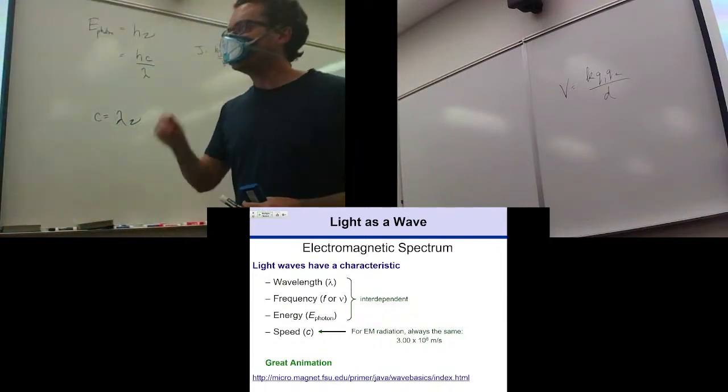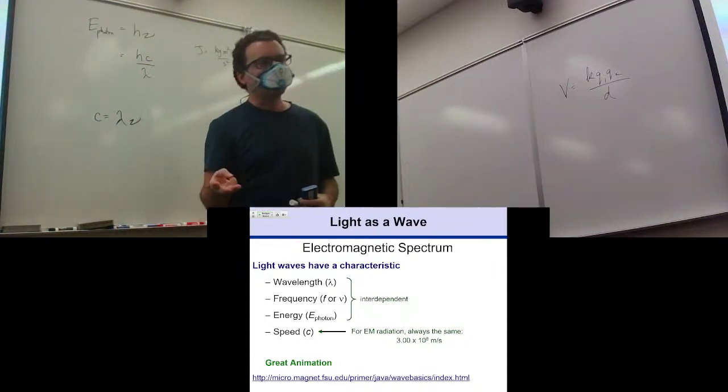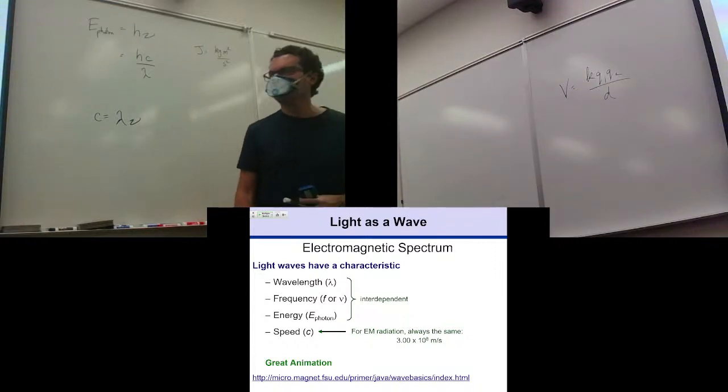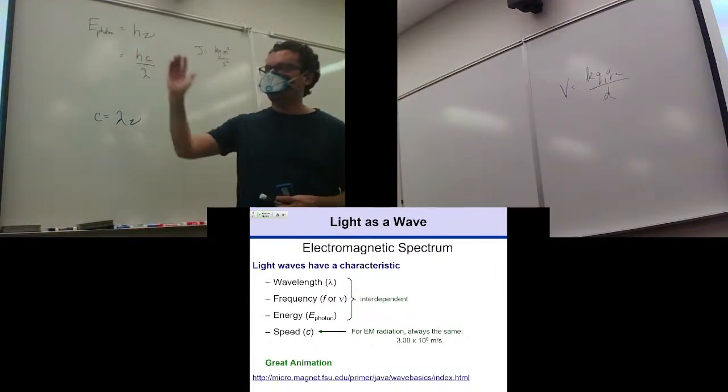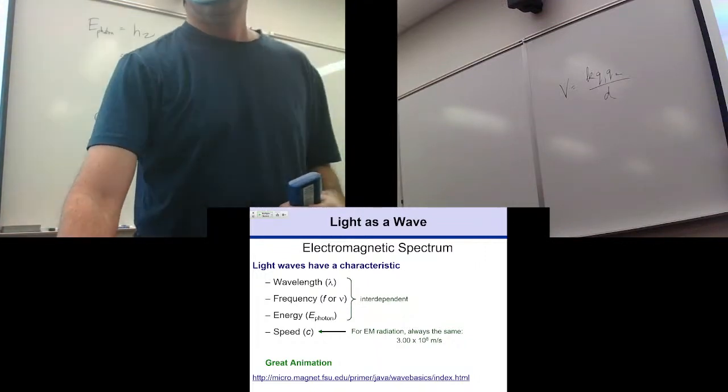Okay. So wavelength, frequency, energy of a photon. These are three things. You just need one of them to understand what kind of light you're looking at. I can give you a wavelength, you should be able to calculate the other two. I can give you energy of a photon, you should be able to calculate the other two.